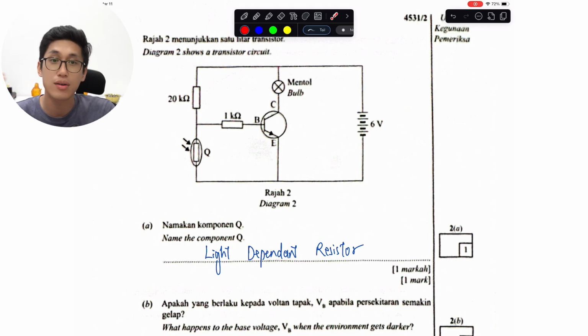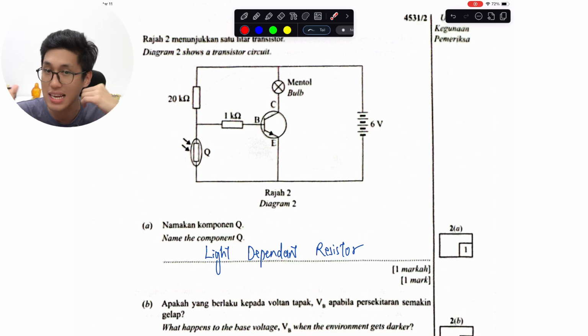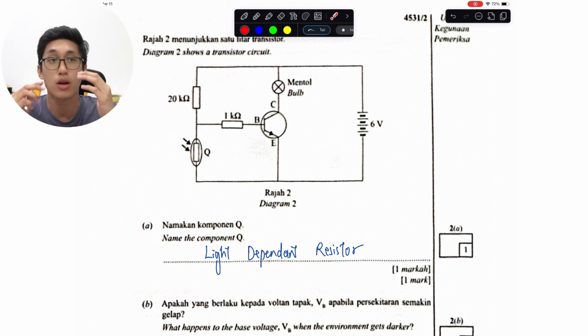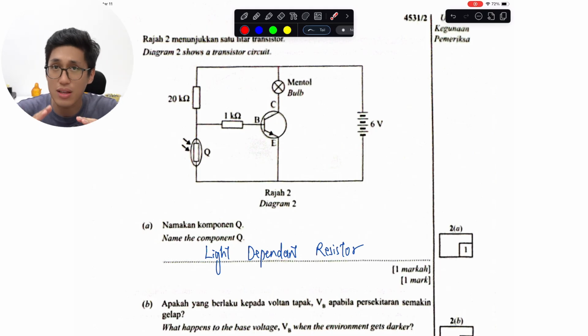Now, how does it change resistance? It's very simple. You just have to remember it always goes opposite to the surrounding. Whether it's a light dependent resistor or the other one, the thermistor, which depends on temperature, both are the same, they always go against their surrounding. So if the surrounding has a lot of light, then your resistance will be very low. If the surrounding has very little light, then your resistance will be very high.